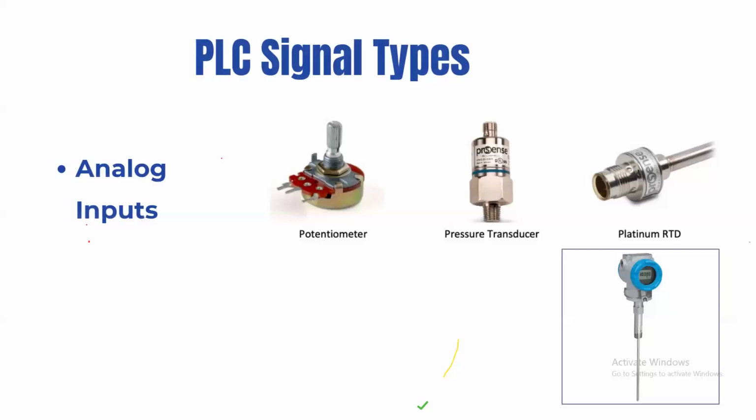Same, you have analog inputs. I mentioned potentiometer, pressure transducer. Here, this is a temperature transmitter like an RTD. All these are things that are used to measure signals. But the kind of signals they measure are continuously varying, and these signals go from the field to the PLC.